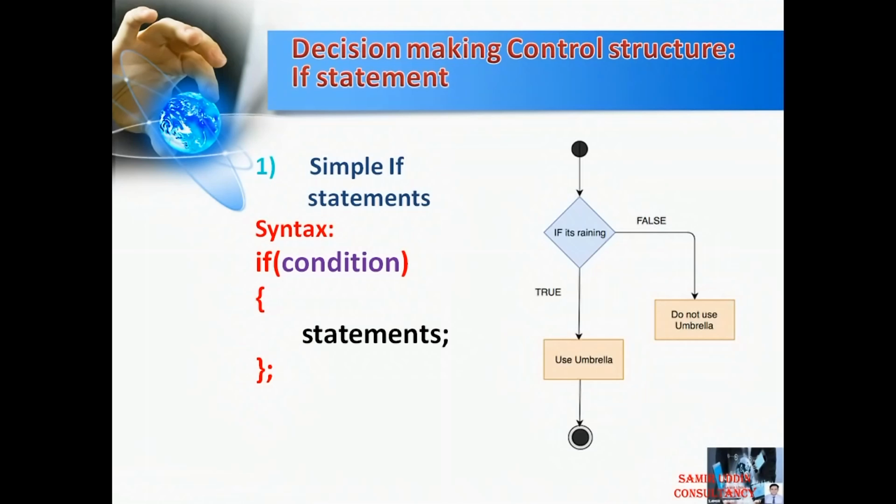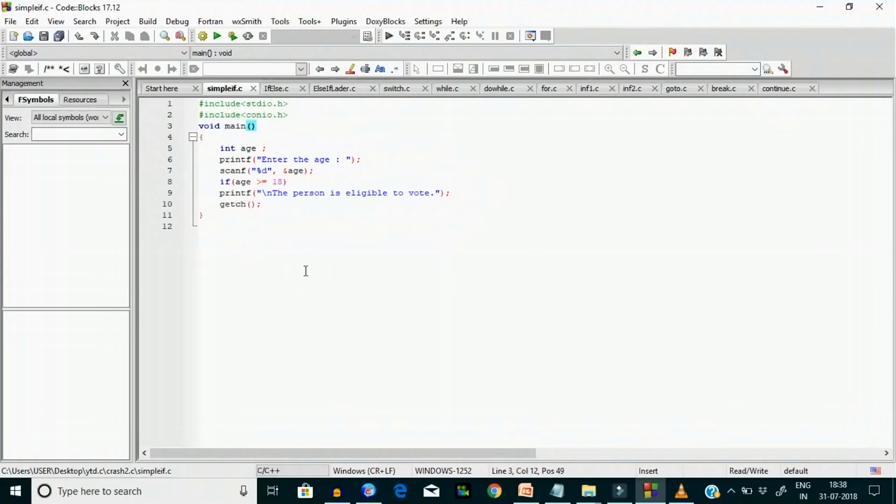You can see here the flow chart of the simple if statement. Here, if the statement is true, then you take this option; you can choose yes, true or false. So this is the practical example of the simple if statement, written in Code::Blocks. I have already written all the programs to minimize the video length.